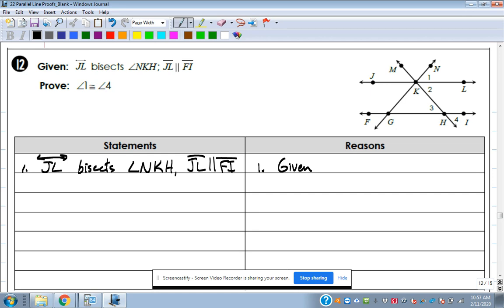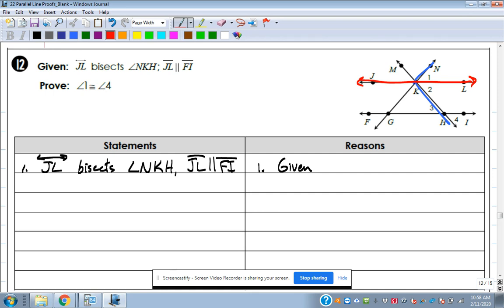So line JL bisects angle NKH. So that's the angle that they were talking about. And line JL cuts that as a bisector. What does that mean? What does that part of the given do for us in that picture? What's a bisector do? Cuts it into two equal parts. What are the two equal parts in that angle?